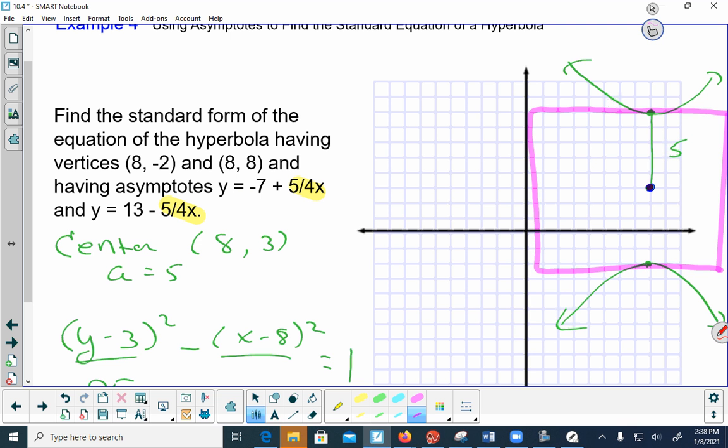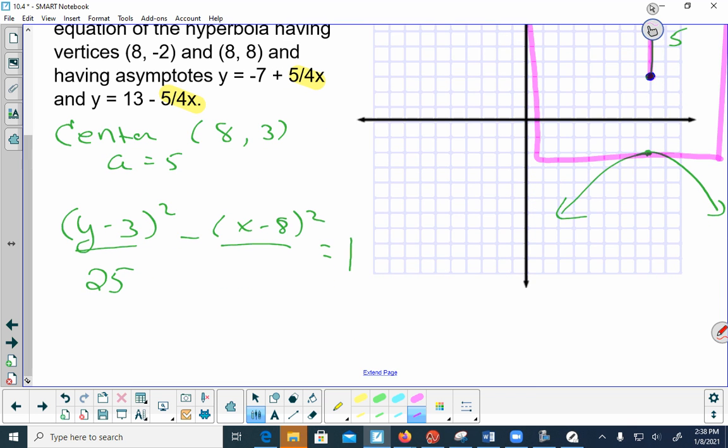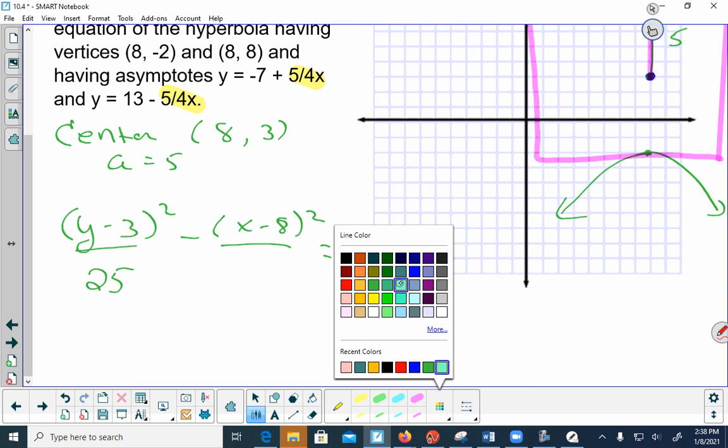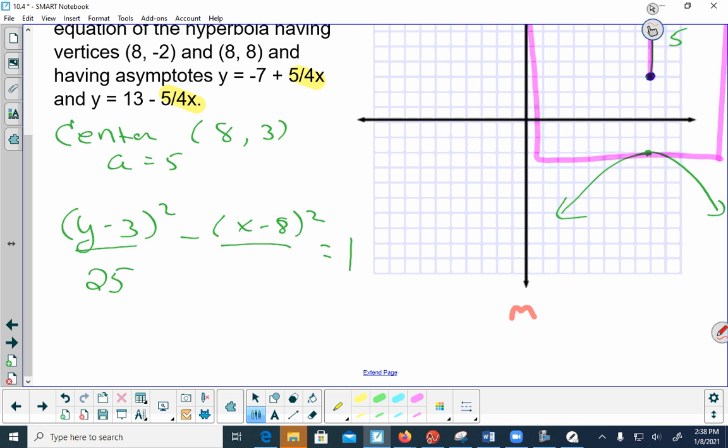I do know that to find the slope of this line, I'm going to go up 5. So I know my slope has a rise of 5. And in this equation, they told me this. We said the slope was equal to 5/4.